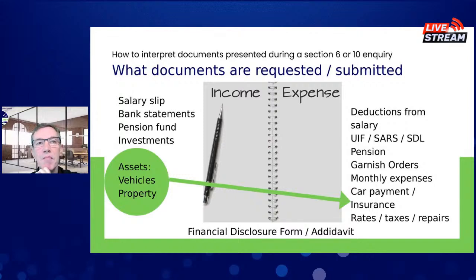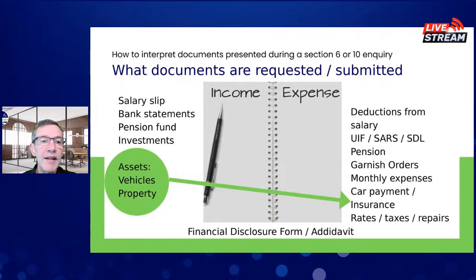So bear that in mind, as well as car insurance, rates and taxes, and also repairs for homes and alterations of homes as well. That could all amount to certain deductions that would be scrutinized. Obviously, as part of the expenses, there would also be luxury items, and we'll go through that once we go through the banking statement.